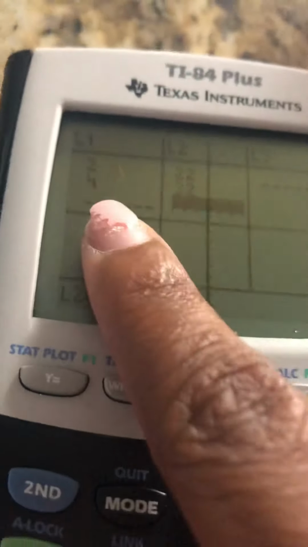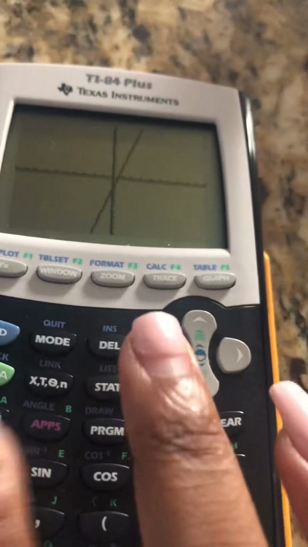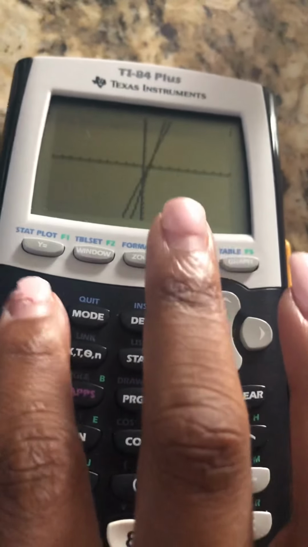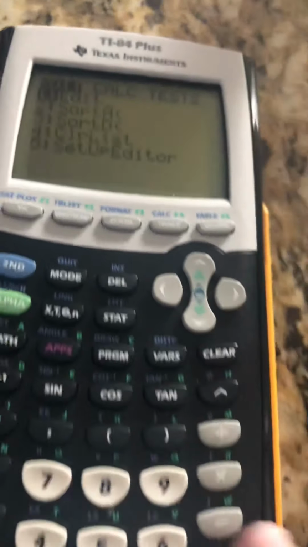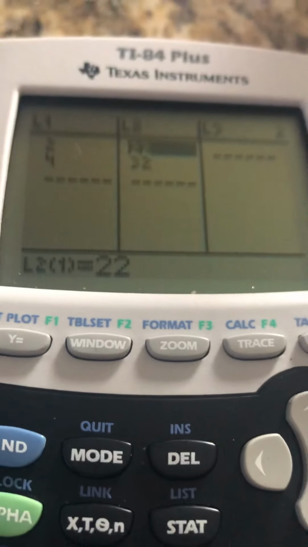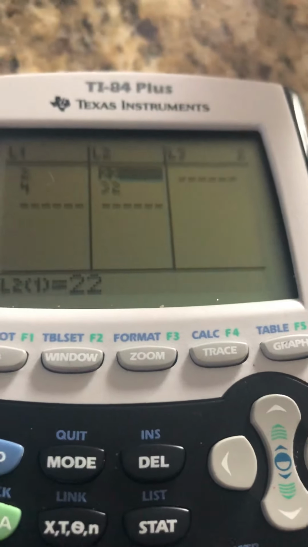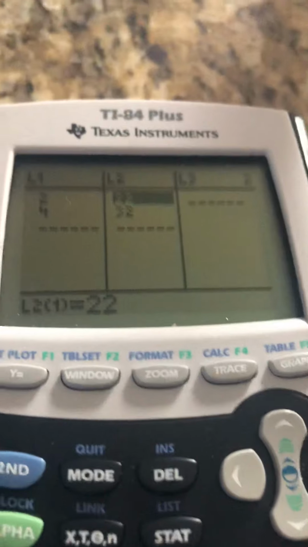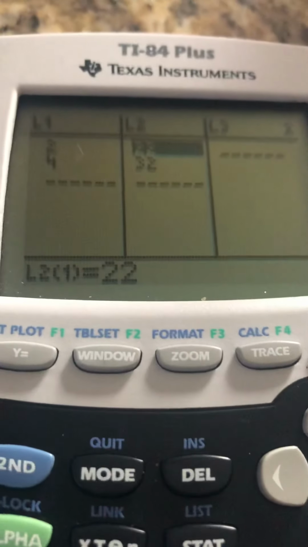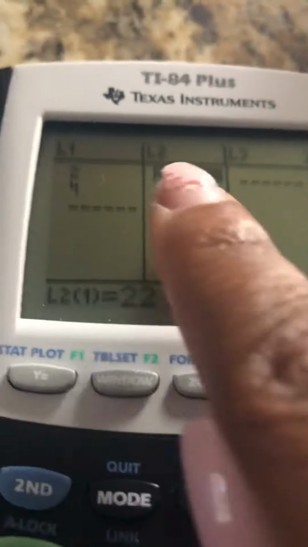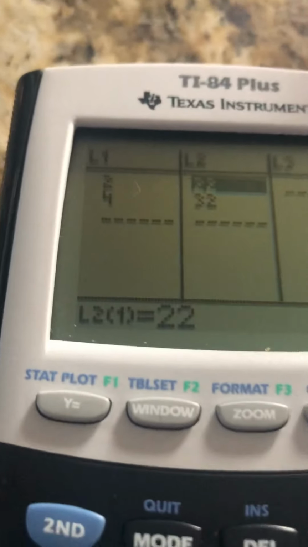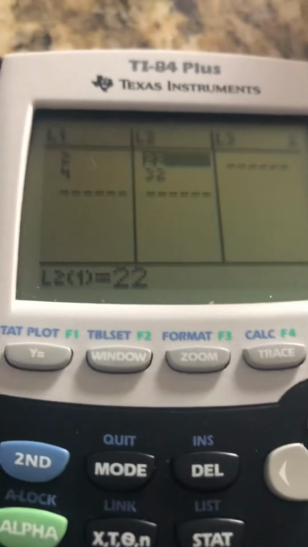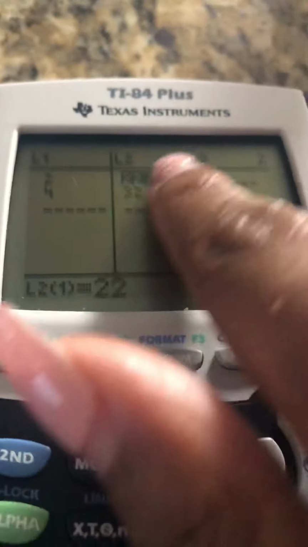Okay, so now I have 2 values. Oops, sorry, y'all. There we go. Let me go back to stat and then edit. Okay, so now I have my 2 values, my 2 points that represent points on the line. You have to remember that these values in the table actually represent points on the line. So I'd walk to the number 2, then go up to 22. I'd walk to 4, then go up to 32. And I'm going up because these are positive.